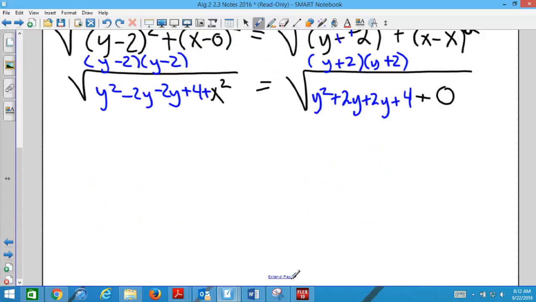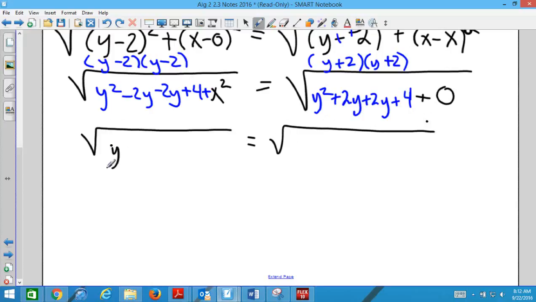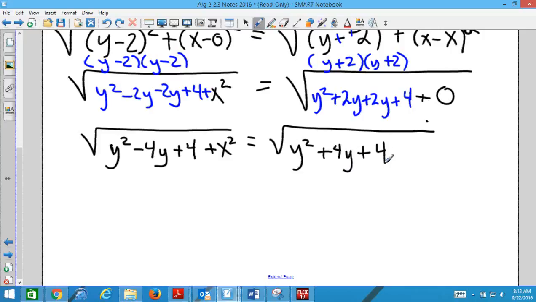All right, this is where we left off, right? Let's just combine like terms. If we see any like terms underneath those square roots, let's combine like terms. Y squared, what do I get? Minus 4y plus 4 and plus x squared. On the other side, like term, y squared plus 4y plus 4.